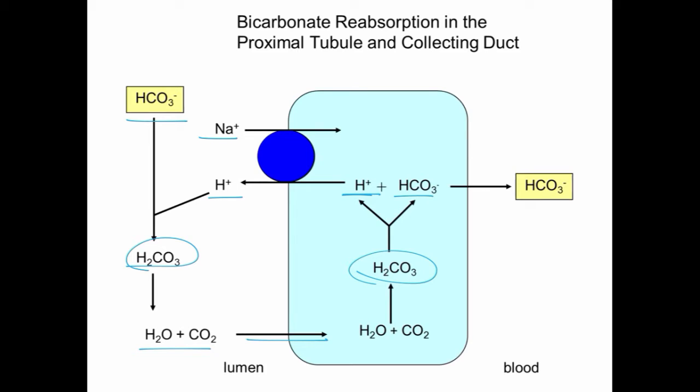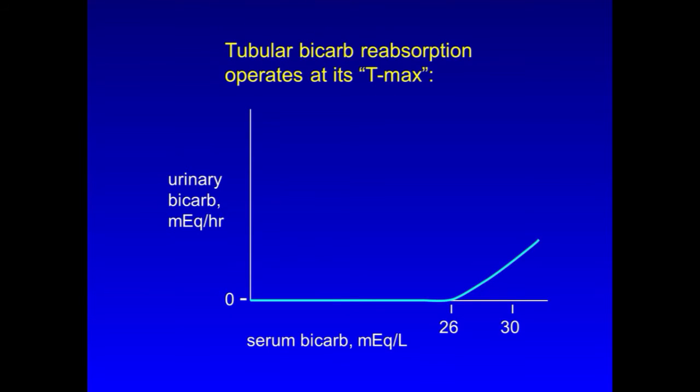The bicarb is transported into the blood, while hydrogen ion is available to be secreted again to help carry more bicarb back into the cell. So the more hydrogen ion you secrete, the more bicarb you can reabsorb. Normally, serum bicarb concentration is maintained at a fixed level by the kidneys. The renal tubules generally operate at their Tmax or transport maximum for bicarbonate so that they reabsorb virtually 100% of filtered bicarb to keep the serum bicarb at a normal level.